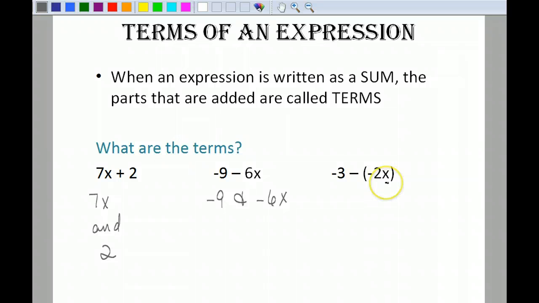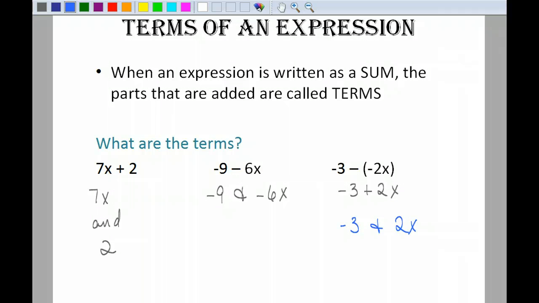Now be careful with this last one. What did I tell you about 2 negatives? 2 wrongs don't make a right, but 2 negatives make a positive. So I need to rewrite this one before I determine the term. So I have negative 3 plus 2x. So now what are my terms? Negative 3 and 2x. That's all there is to it.